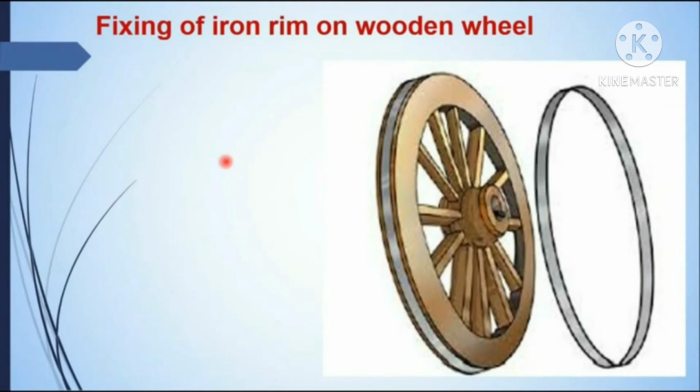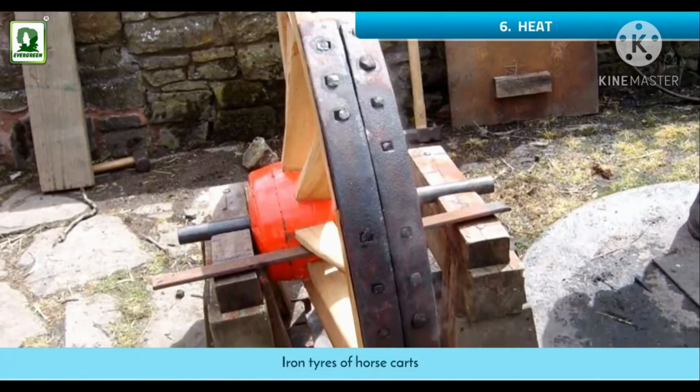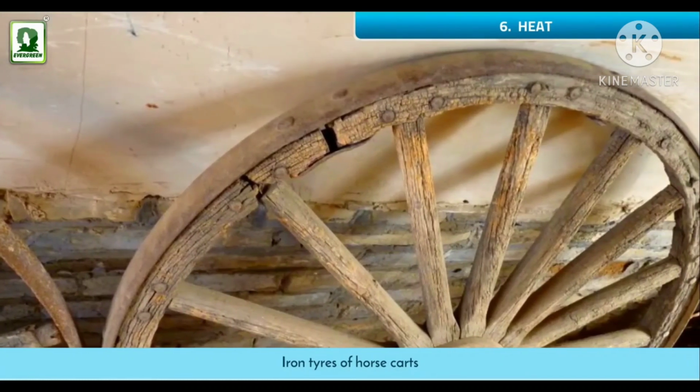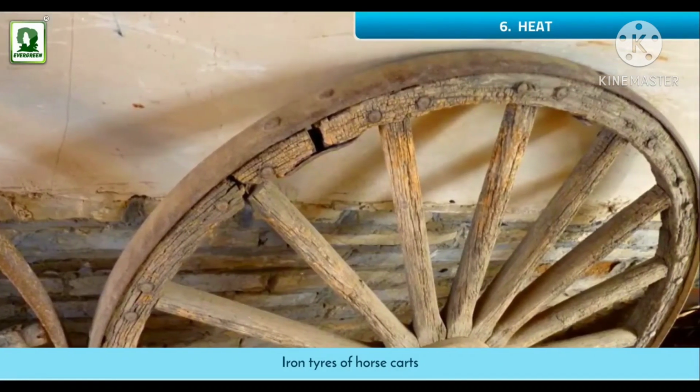Today we are going to discuss our synopsis 3: useful applications of thermal expansion of solids. This topic is related to useful applications of thermal expansion. We know bullock carts. They are found in villages. Bullock carts have wooden wheels like this. These wheels are fitted with iron rims. These rims increase the life of the wheel.